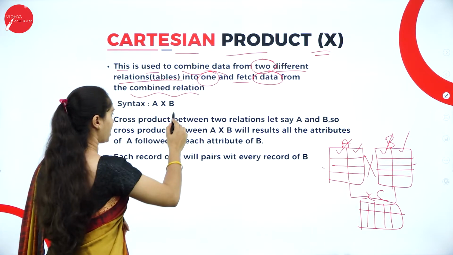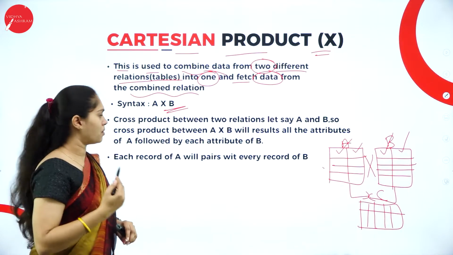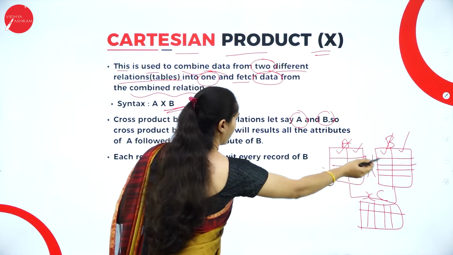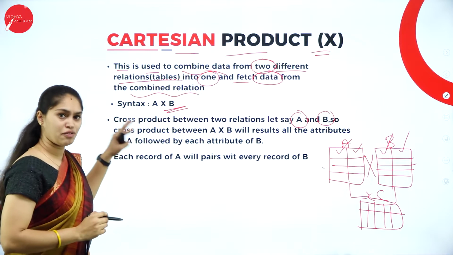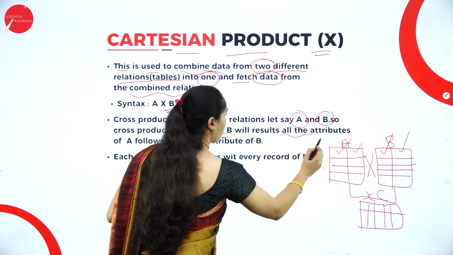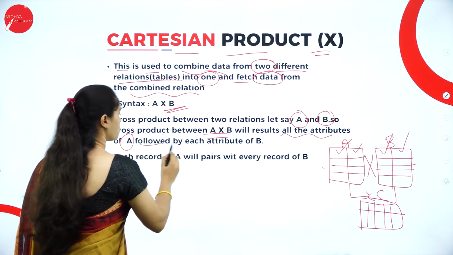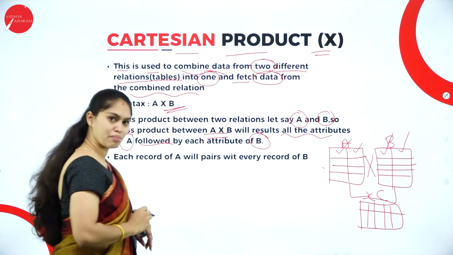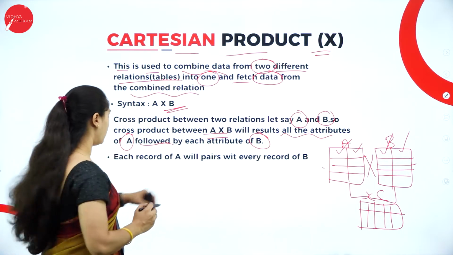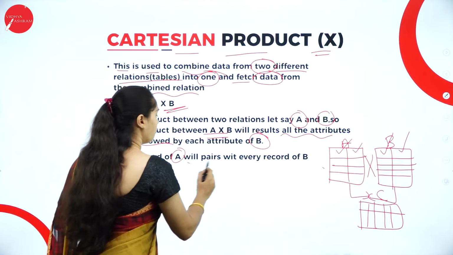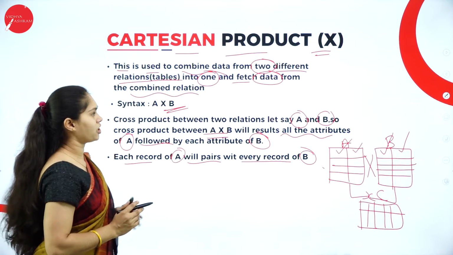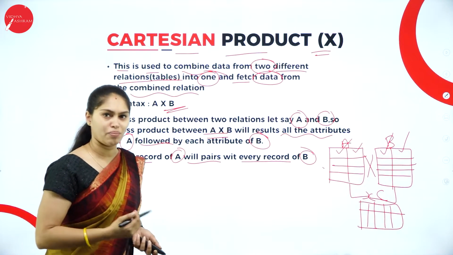So what is the syntax we can use for this? That is A cross B. Imagine we have two relations, A and B. If I am doing this Cartesian product operation, then the resultant will be all the attributes of A followed by each attribute of B. That is what the Cartesian product operation does. And also each record of A will pair with every record of B. So this is how we do the Cartesian product operation.